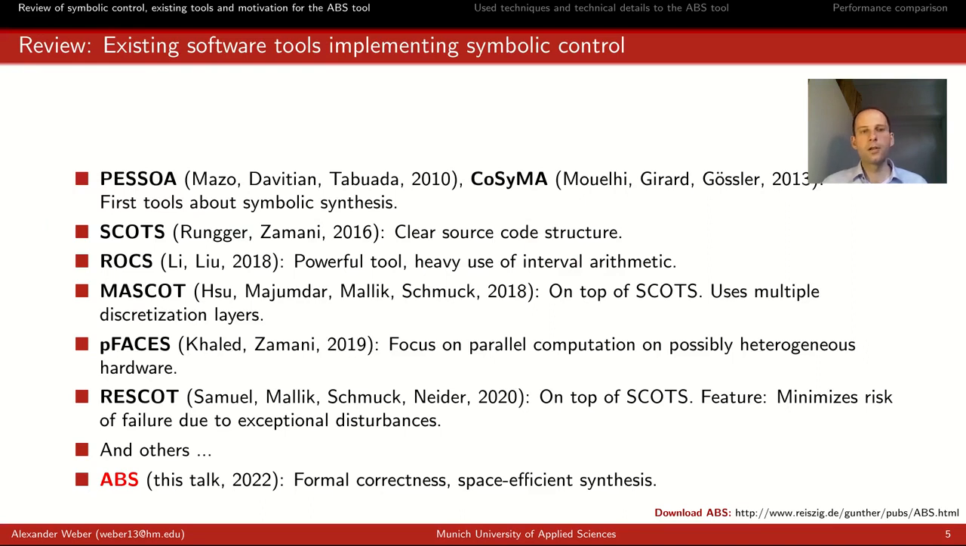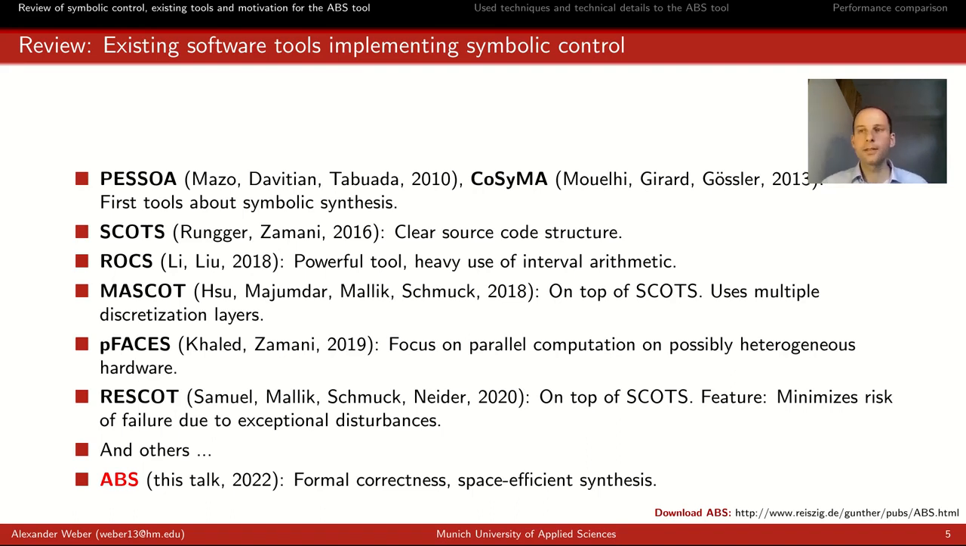Here's a list of currently existing tools about symbolic control. All of them are interesting, all of them have some distinct feature. In this talk I just want to mention the tool ROX, because it makes heavy use of so-called interval arithmetic. Using interval arithmetic, you can avoid the errors I mentioned before. Although ROX is a powerful tool, and it uses interval arithmetic, it is still not formally correct. You must also be aware that interval arithmetic is much slower than ordinary floating point arithmetic. So using interval arithmetic throughout the computation to avoid the previous errors is not an option, because then you lose the efficiency in runtime.